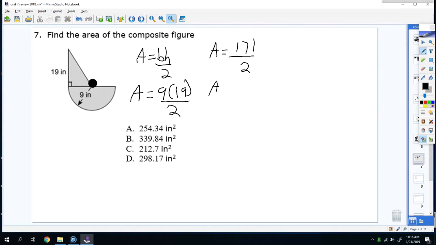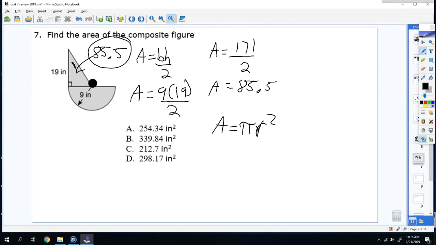Then we divide by 2, which is 85.5. So this is 85.5. Circle that. Now we're going to do this semicircle. So the area of a full circle is pi r squared. But since it's a semicircle, I'm going to divide by 2.